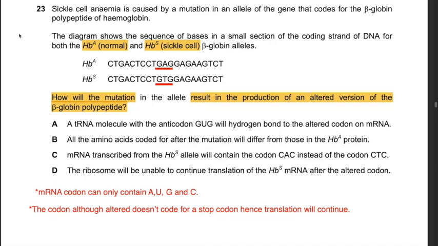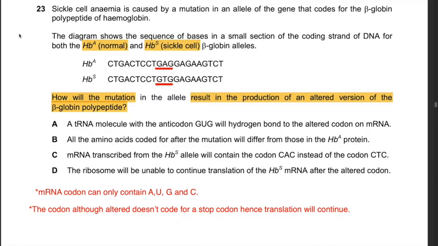Now as you can see over here, I have underlined the 3 bases which have changed from the normal to the sickle cell beta globin allele, and if you go to the options A, B, C and D, a tRNA molecule with the anticodon GUG will hydrogen bond to the altered codon on mRNA.